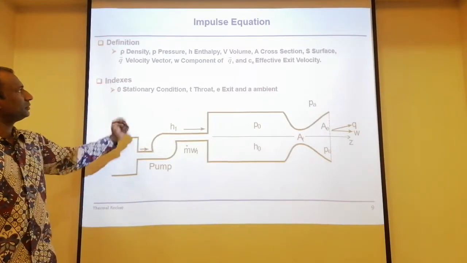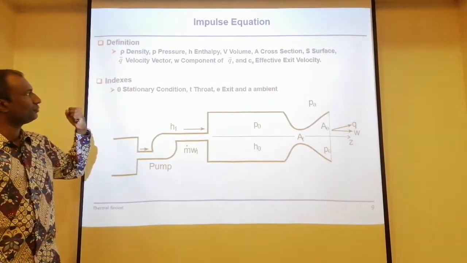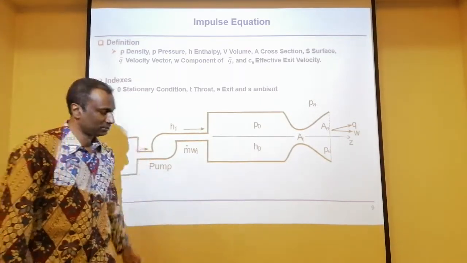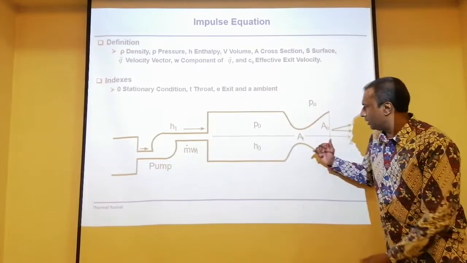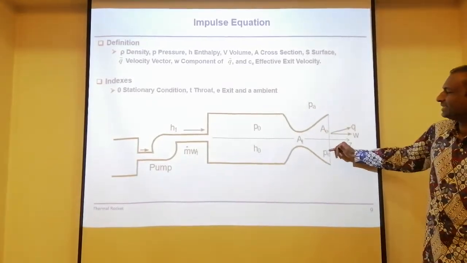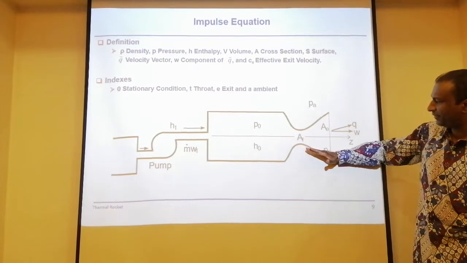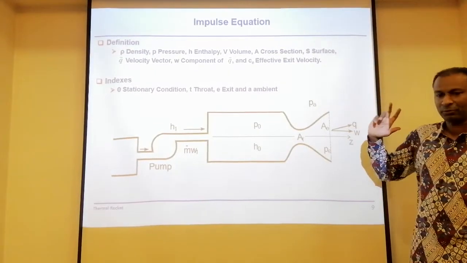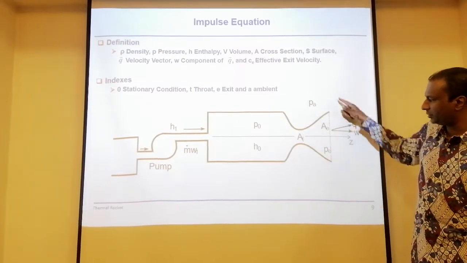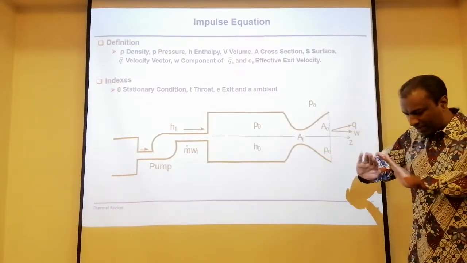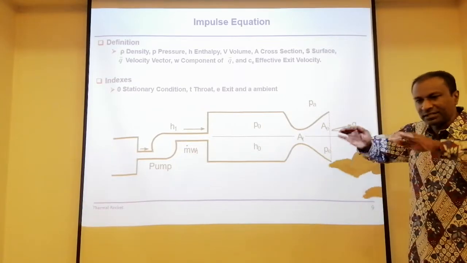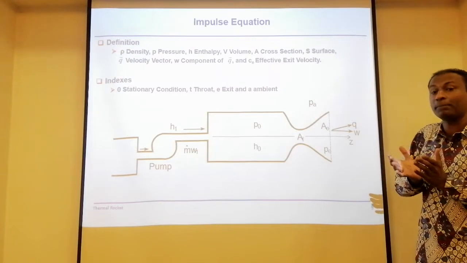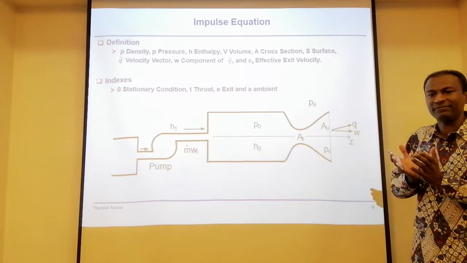Now, the definitions: rho, density, as all of you know; P, pressure; H, enthalpy; V, volume; A, cross section. Surface is this surface. You have two important surfaces here. When you look at the nozzle, inside, that's the surface of the nozzle inside. It's very, very important to look into the profile of that exit velocity.